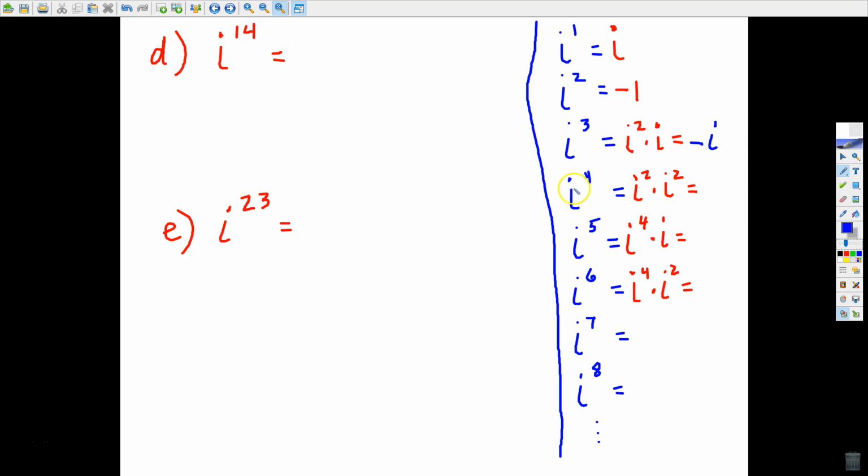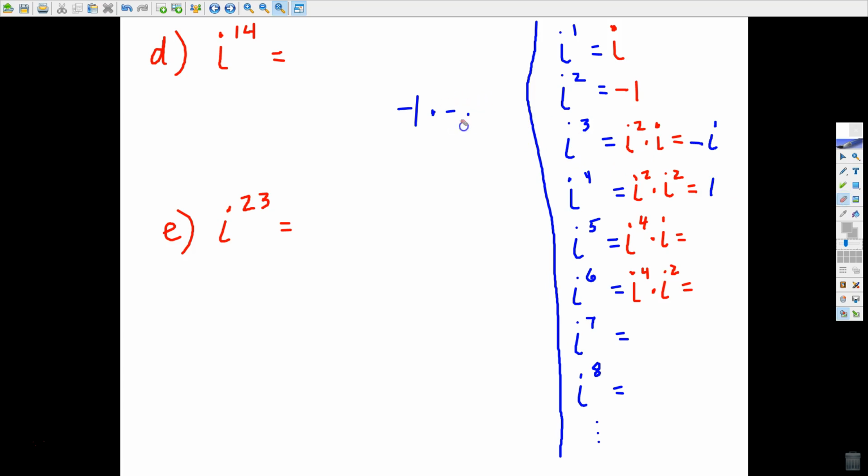And if I go to i to the fourth, well, that's like saying i squared times i squared. Well, what's i squared? Well, what's negative 1 times negative 1? 1. Okay? So can you see what I'm doing here? I'm taking the blue and I'm writing it using two reds that we've already defined. Because I'm literally saying negative 1 times negative 1, because that's what i squared is.